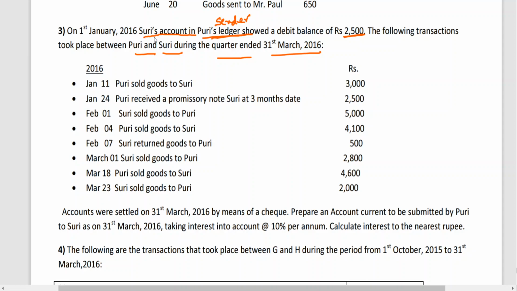On 1st January, Suri's account in Puri's ledger. That is confirmed here. Prepare an account to be submitted to Puri. That is what I told you. The person who is submitting the account is called the receiver. Puri sold goods to Suri. The entry is Suri to sales.